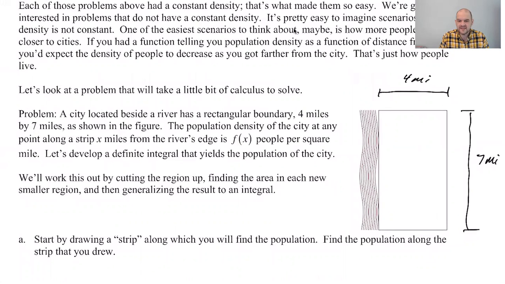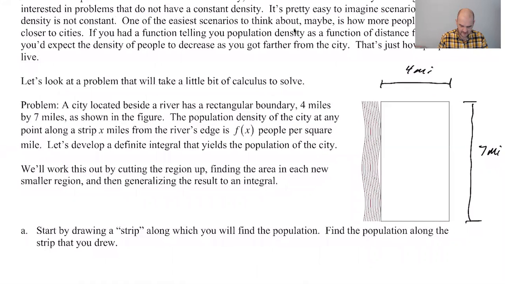The population density of the city at any point along a strip x miles from the river's edge is f of x people per square mile. What we want to do is come up with a definite integral that gives the population of the city. So the way that I do this is I take the picture and I slice it up. After I slice it up, I find how many people live in each little slice. If I can figure out how many live in each little slice and add those up, it should give me approximately the number of people in the city. So that's what I'm going to try to do. Let's see if we can do this.